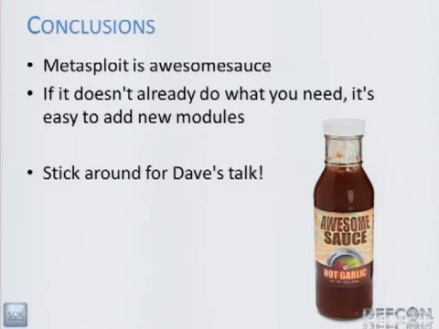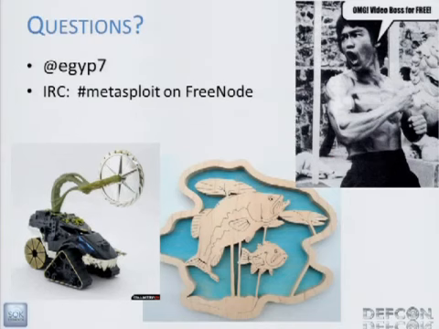So Metasploit is awesome sauce. And if it doesn't already do something that you need, it's relatively easy to add your own stuff. The module structure is simple. The amount of Ruby necessary to learn how to write new modules is minuscule. If you've written any other scripting language, you can learn the Ruby necessary to write a module in an afternoon. So if you're interested in more post-exploitation awesome sauce, stick around for Dave Maloney's talk. He's coming up next. And this is how you can contact me.